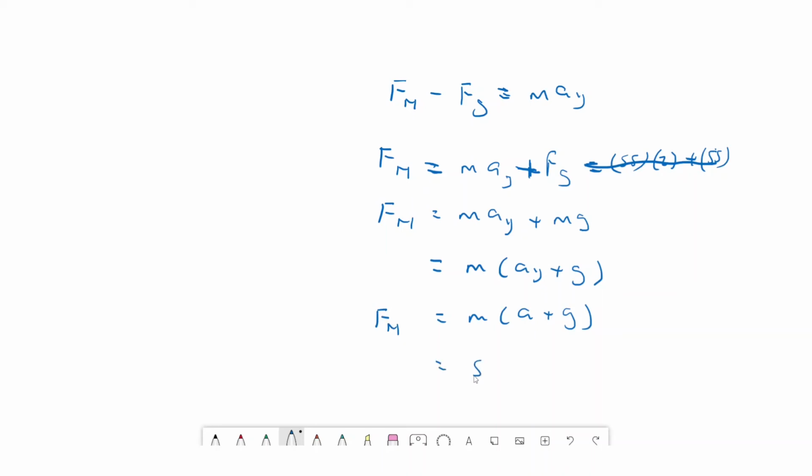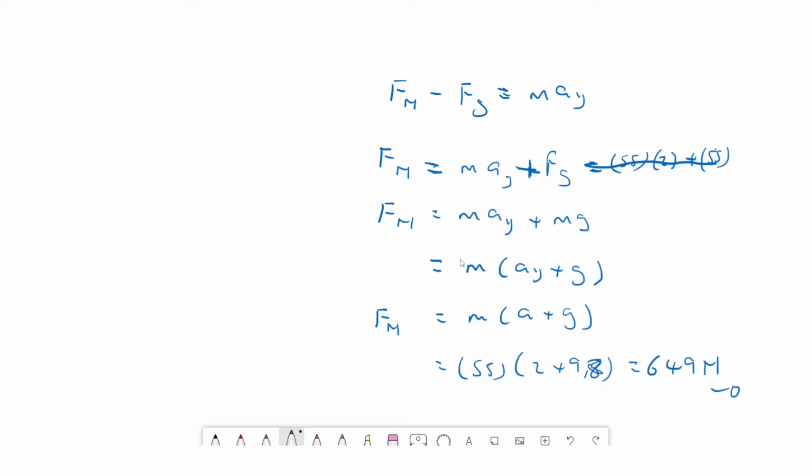Now when you do that, this is 55, and then this is 2 plus 9.8, and when you do that, this is 55 multiplied by 11.8, which is 649 Newton. So that's what I have here.